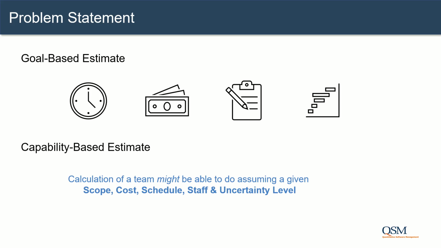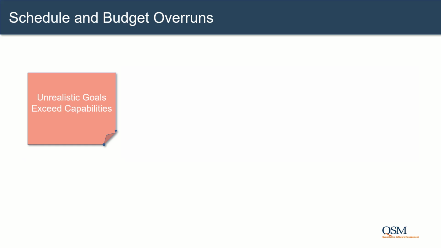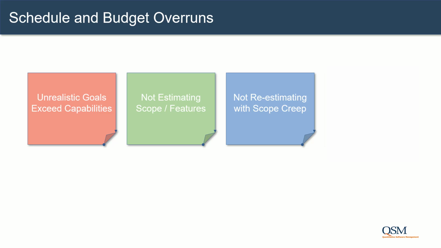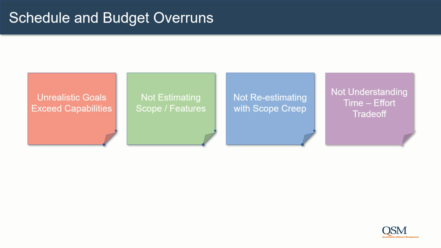Capability-based estimation is a technical calculation of what a team might be able to do, assuming a given scope, cost, schedule, staff, and uncertainty level. Typically, projects overrun their estimated schedules and budgets for the following reasons: unrealistic goals that exceed current capability, not estimating scope like the volume of features to deliver, failure to re-estimate when scope creep occurs, and not understanding the consequences of adding staff to reduce schedule.